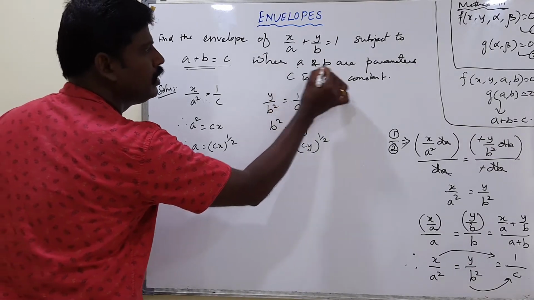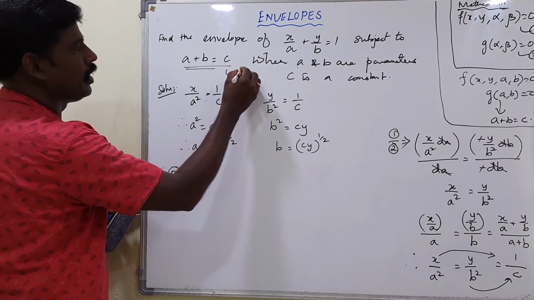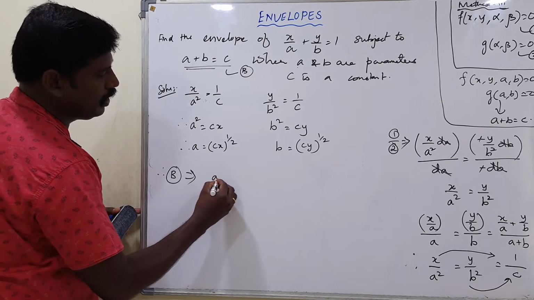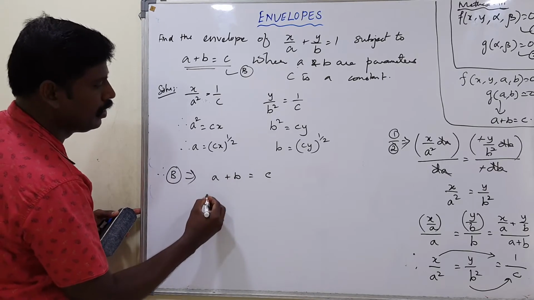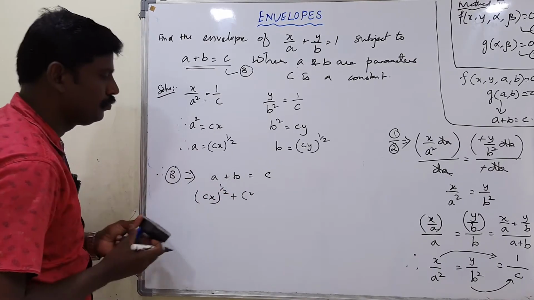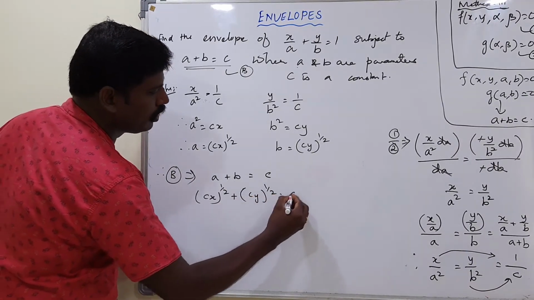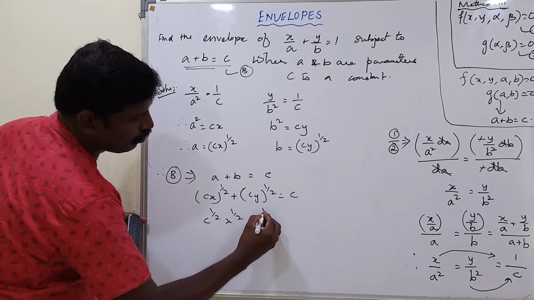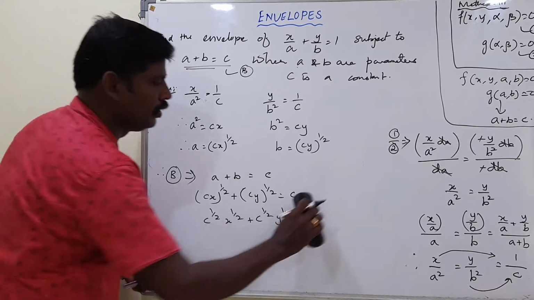I want to eliminate these two parameters. That's why I find out the value of a and b and substitute into the given relation. I have already taken this equation as b. Now from b, a plus b equal to c, isn't it? Now I am going to substitute the value of a and b here. So cx power 1 by 2 plus cy power 1 by 2 equal to c. So c power 1 by 2 x power 1 by 2 plus c power 1 by 2 y power 1 by 2 equal to c power 1, isn't it?